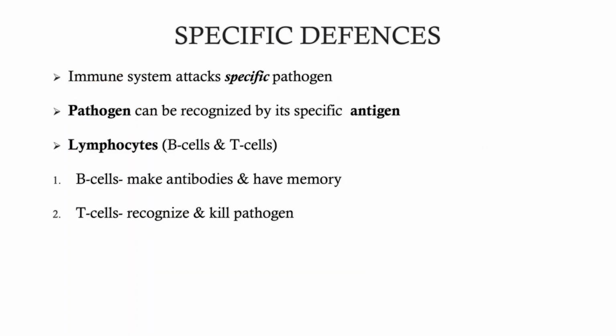Onto the specific defenses. This immune system attacks a specific pathogen, and the pathogen is usually recognized by its specific antigen. Two subsets of lymphocytes, that's B cells and T cells, play a vital role in this type of mechanism. The B cells are responsible for making the antibodies and creating immunological memory of the antigens. The T cells recognize and kill the pathogens.